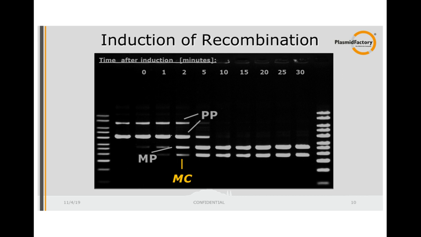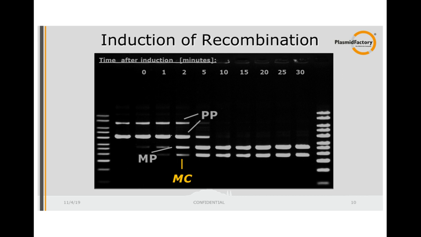Remember from the beginning that there are monomers and dimers existing. Then we start the induction, and after some minutes, already after 2 minutes, you can see a lot of minicircle and mini plasmid showing up. And after 10 minutes, this is almost completely done.